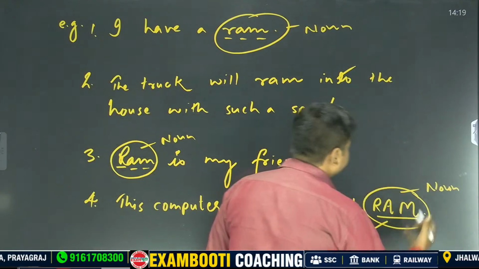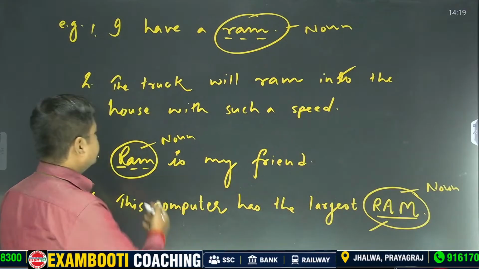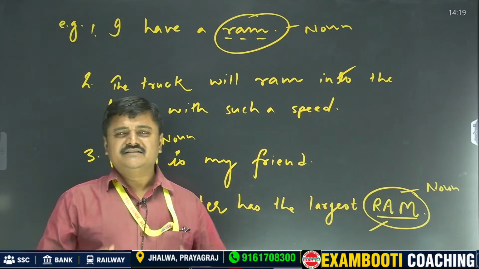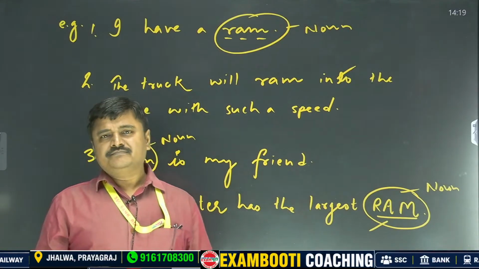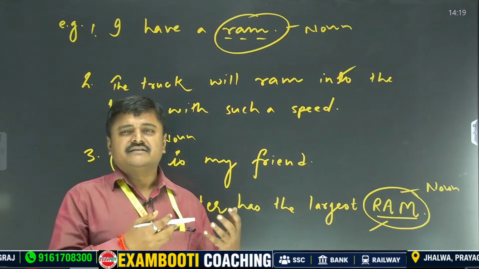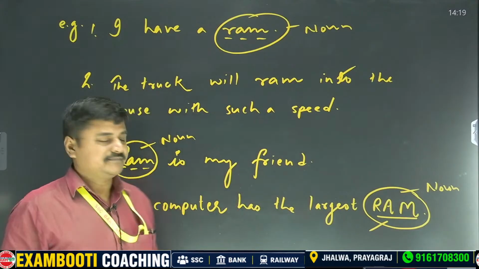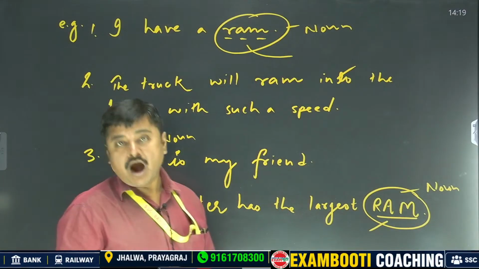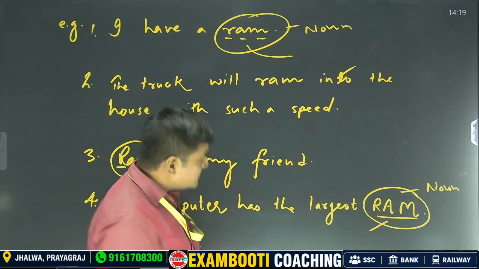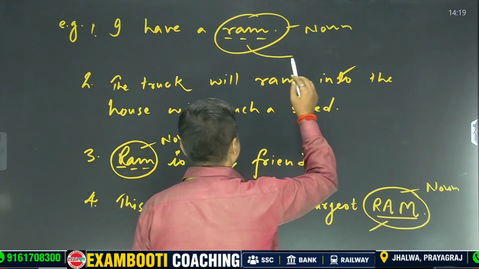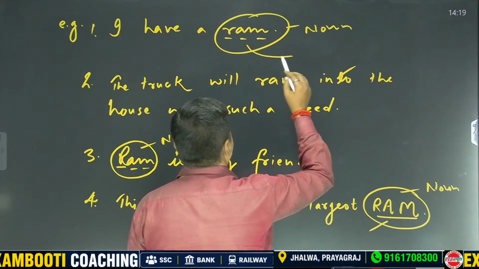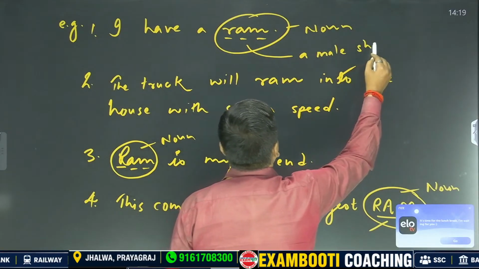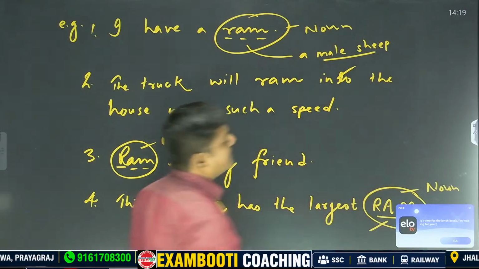A totally different word. Here, everybody knows that Ram is my friend. This is just spelled like Ram, and this is the name of a person. But here, this is not Ram. I have a ram. Yes, this is a ram. This is spelled like ram, and it means a male sheep. This is a male sheep.